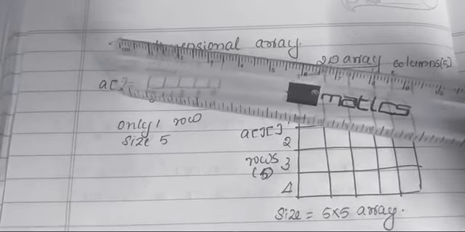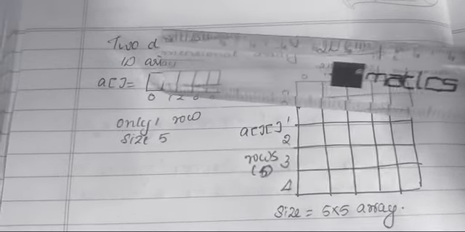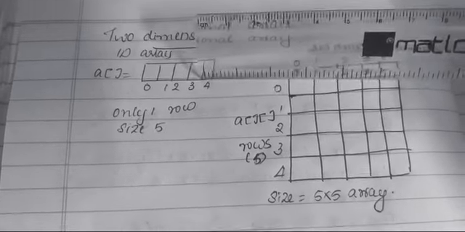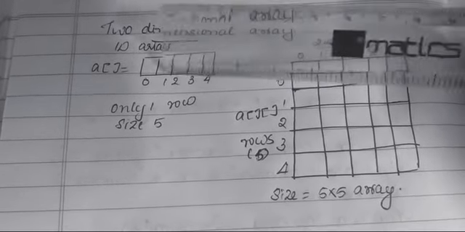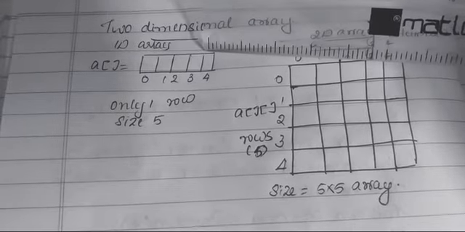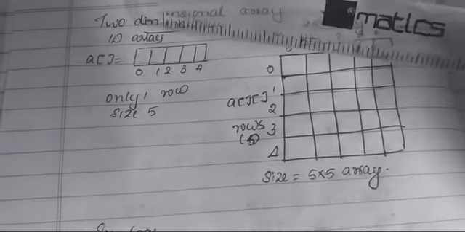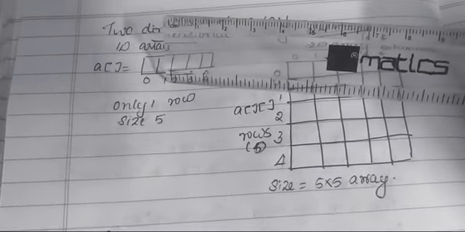Here the name of the array is A. There are a total of 5 elements. The elements are arranged row-wise, only one row. In a one-dimensional array we can arrange the elements either row-wise or column-wise, according to the user's wish. The size of this array is 5.